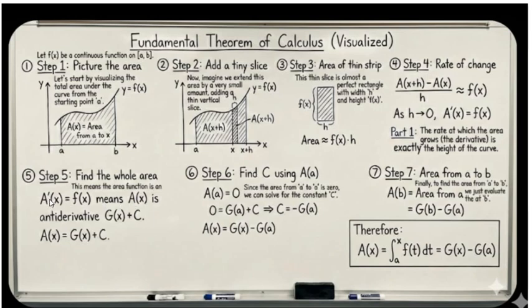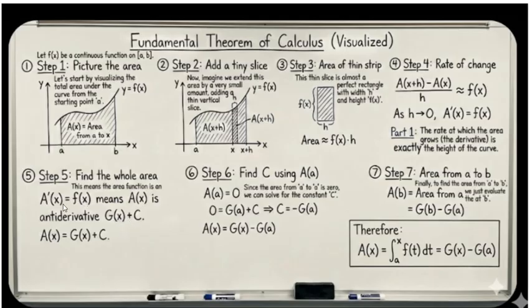See here, if you get A dash of x is equal to f of x, and if you integrate it, what can we get? We can get the antiderivative of f of x, that is g of x plus c.